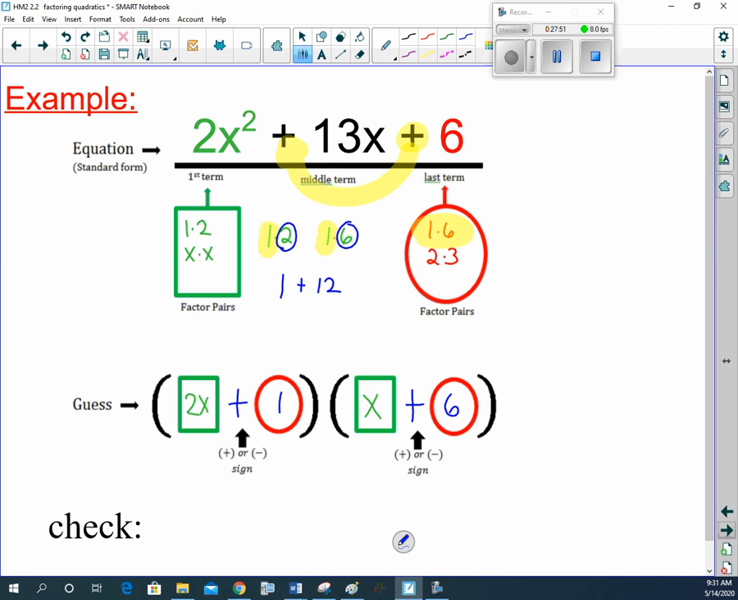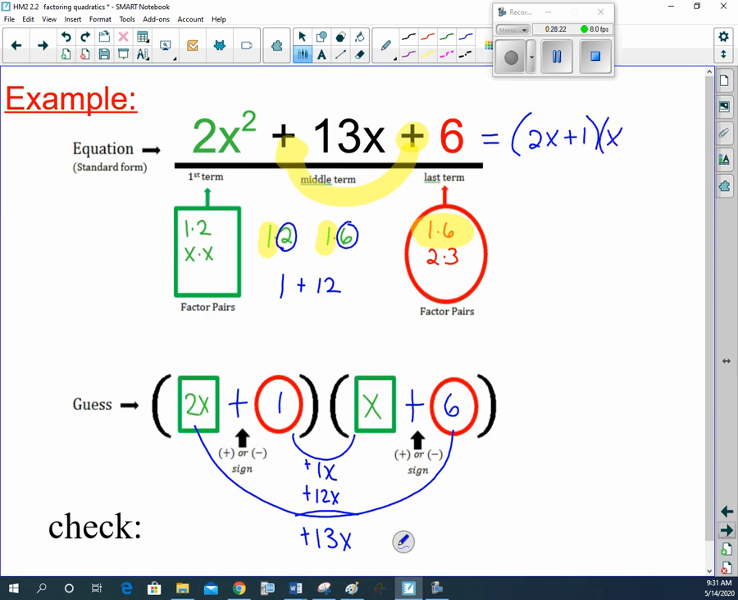Let's do a quick check, make sure we got them in the right spot. So 1 times x is 1x. 6 times 2x is 12x. Add them together, and what do we end up with? 13x, and it's a plus. You got to make sure that your signs are matching. And we're happy because that's what we wanted. Does that give us a positive 6 on the end? It does. So everything's matching. So this factors to 2x plus 1 times x plus 6.